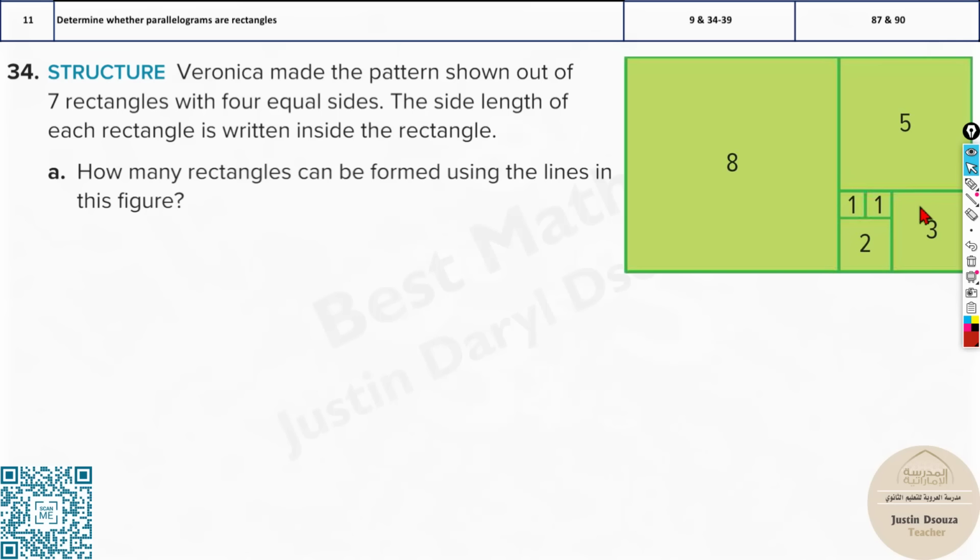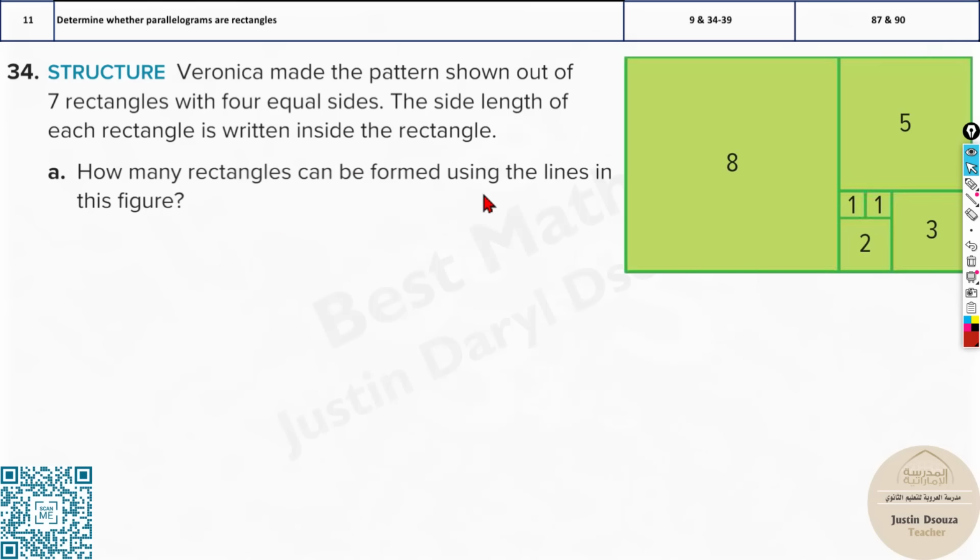You can say 1, 2, 3, 4, 5, 6. And if you consider this as well, it'll be 7 rectangles. Equal sides means it's a square, but let's consider a square is also a rectangle itself, isn't it? Now this measurement can be taken by yourself. It can be inches or centimeters, but that'll be realistic.